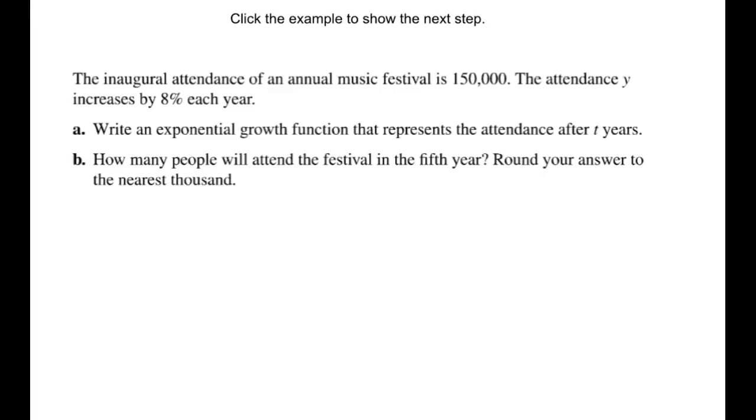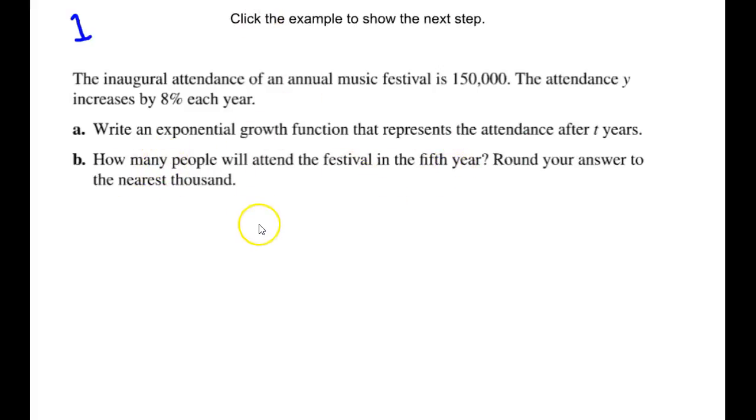So now let's look at an example. Here's example number 1. So the inaugural attendance of an annual music festival is 150,000 people. The attendance y, so attendance is y, right, increases by 8% each year. So we have to write an exponential growth function that represents the attendance after t years. And then we're supposed to figure out how many people will attend the festival in the 5th year.